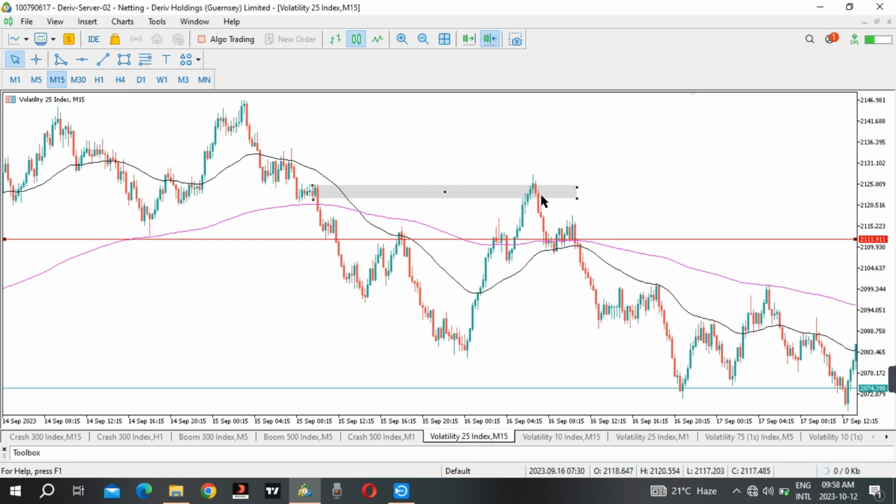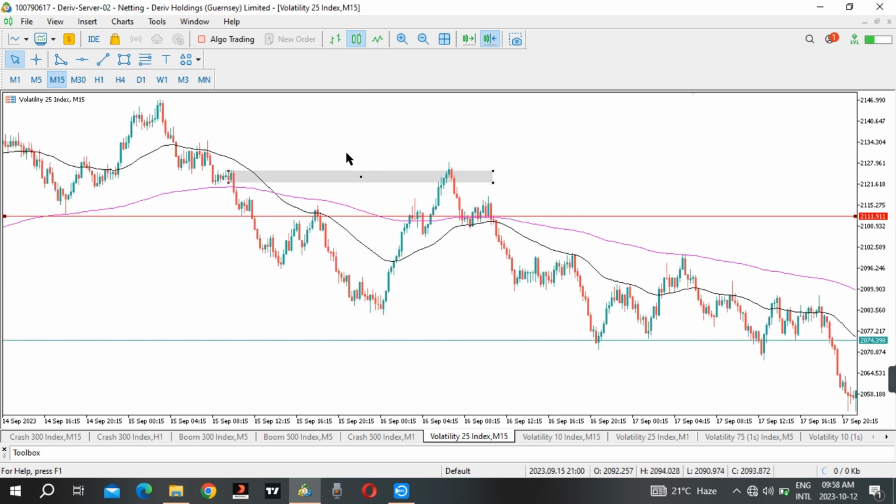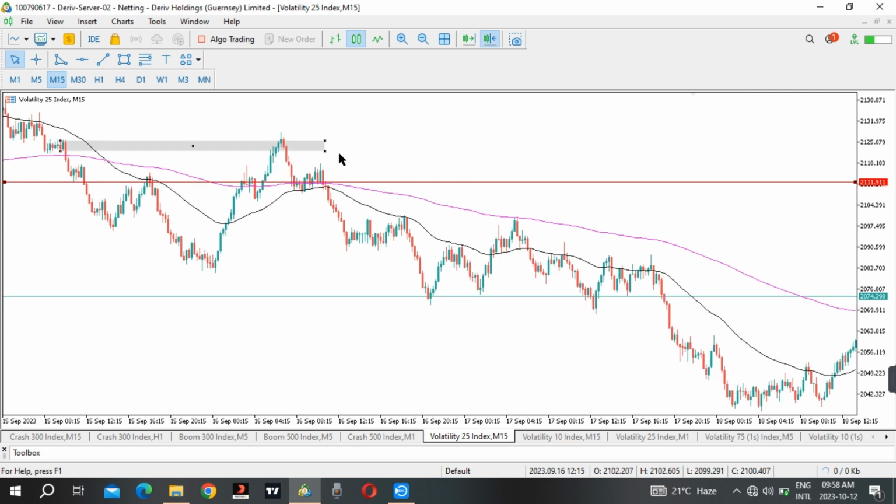So I wouldn't enter here. Why? Who can guess why I wouldn't enter over here? Because there's no moving average on top. If there was a moving average here, I would have considered entering, but there's no moving average here, so I do not enter. The moving averages are what I usually use for my entries.